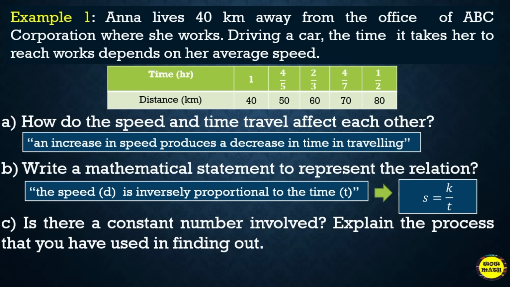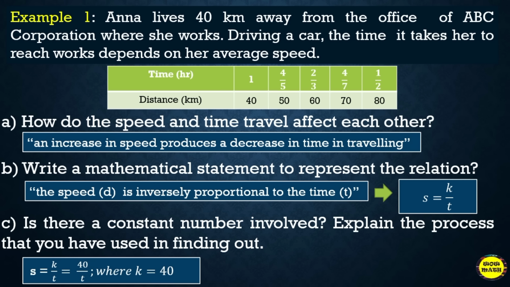Is there a constant number involved? Yes, there is a constant. Explain the process that you have used in finding it out. Based on the definition of inverse variation earlier, if we translate our mathematical statement into an equation, that is S is equal to K over T. The question is whether there is a constant number. Earlier in our definition, when we multiply the two numbers, the product is the constant, the relation of the two variables.